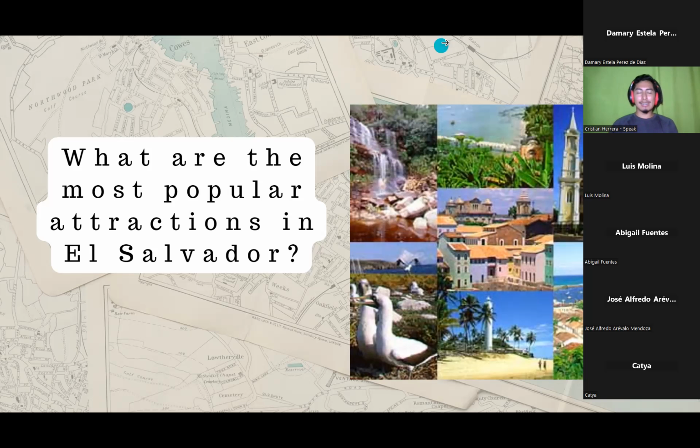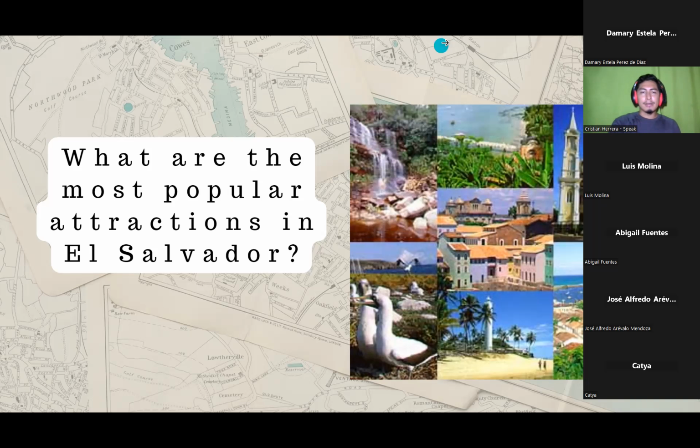Well, I remember also Suchitoto. It's a great place to visit, because it's a historical place, right? So it has many attractions. For example, the lagoon. Well, this is not a lagoon, it's a lake. So the lake, also some restaurants, a hotel that is over there. So many things that are in that area are really interesting.